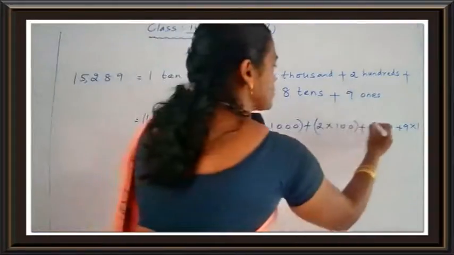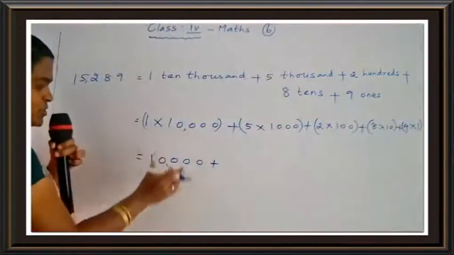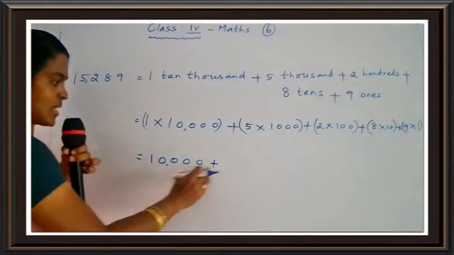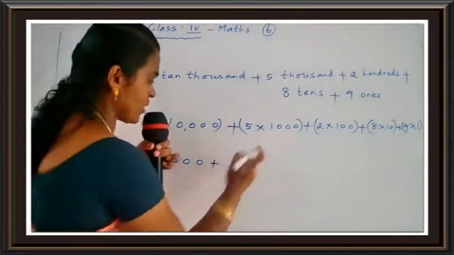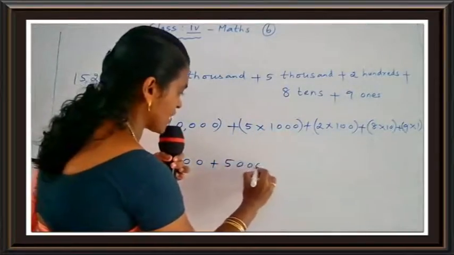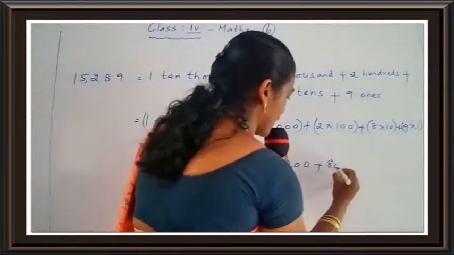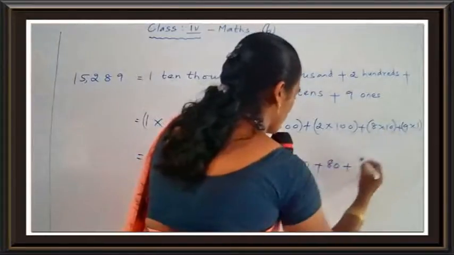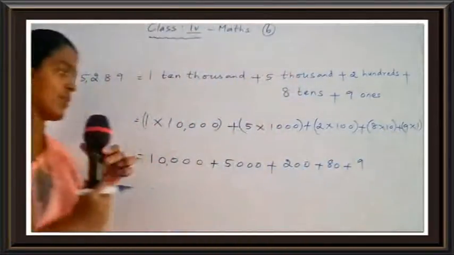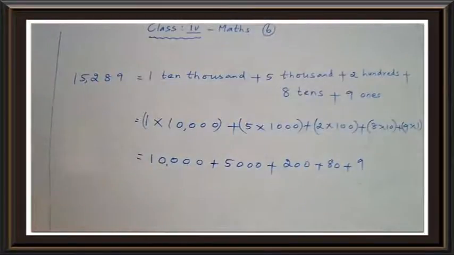Okay, children, 1 into 10,000 means 10,000 plus 5 into 1,000 means 5,000 plus 2 into 100, 200 plus 8 into 10, 8 tens are 80 plus 9 into 1, 9 ones is 9. So your answer is 10,000 plus 5,000 plus 200 plus 80 plus 9. Okay, so when we write a number as a sum of the place values of its digits, that form of the number is said to be the expanded form.